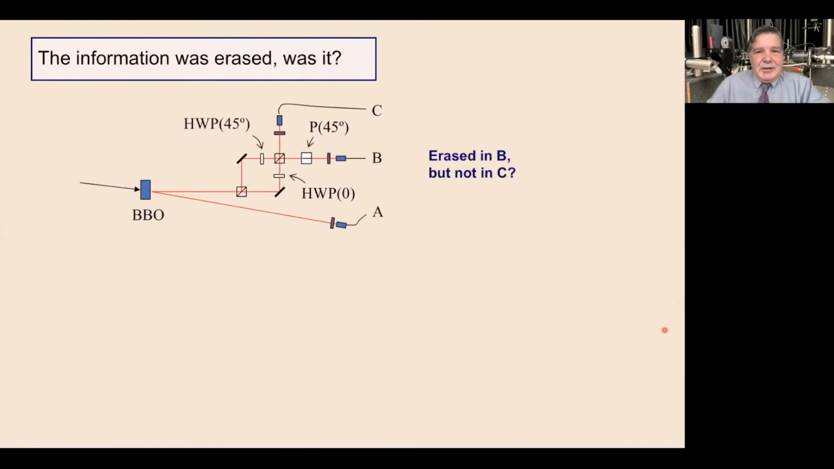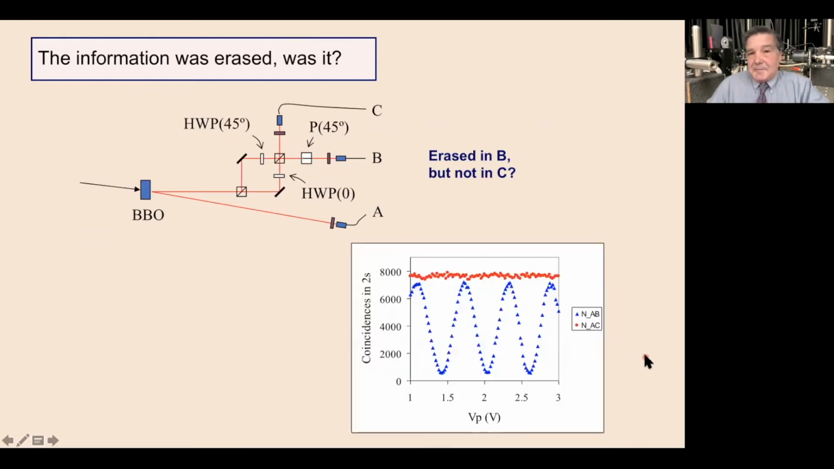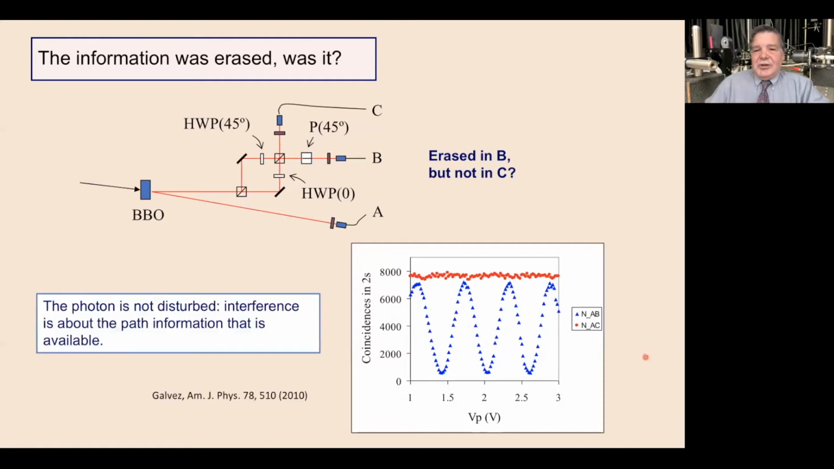But it's erased for B. How about C? If we don't put the eraser in C, what do we get in C? Well, we don't get interference. So there's this thought that in order to erase interference or superposition, one needs to disturb the system. We don't. We just need to manipulate the information. And okay, so let's keep going.